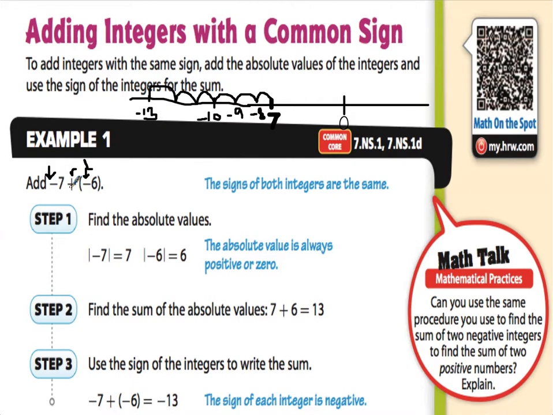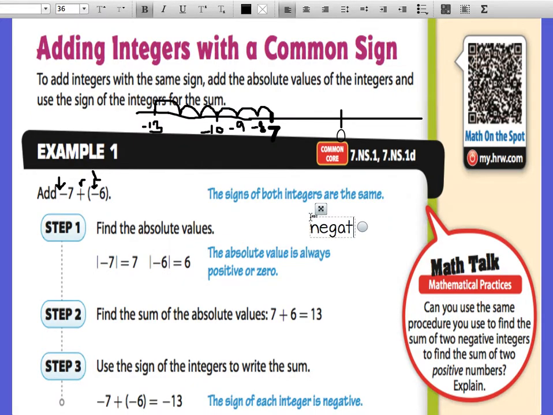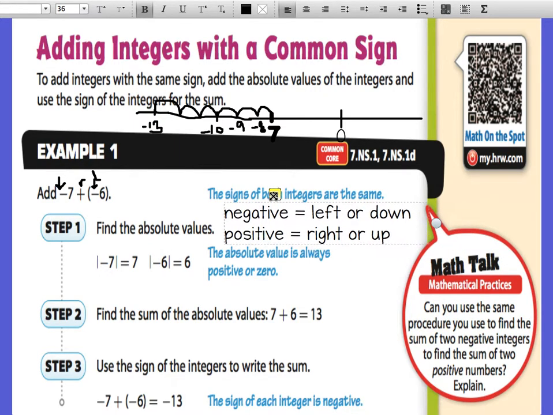So your signs tell you which direction you're going. That negative sign tells you that you're going left or down. And this would be something that would be good to write down. A positive sign tells you you're going right or up. Okay, and then when they are running into each other like this, whichever one is closest to the number pretty much tells you what you're going to do.